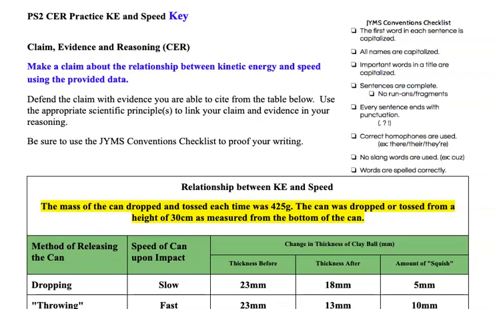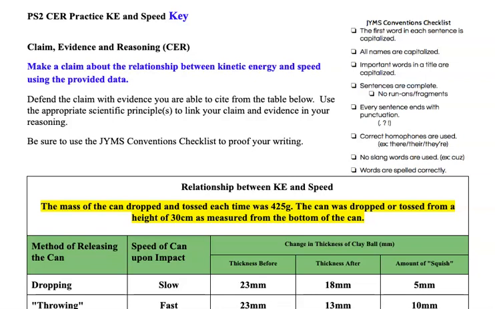Hi, this is Mr. Phillips, and I'd like to talk to you about our practice CER, which is going to be in regards to kinetic energy and speed. Remember when we talked about kinetic energy, we said that there are two factors that determine the amount of kinetic energy an object has. That is the mass of the object and the speed of the object. Those two factors together will determine how much energy and motion there is, or how much kinetic energy there is.